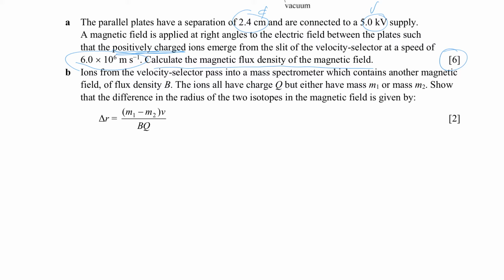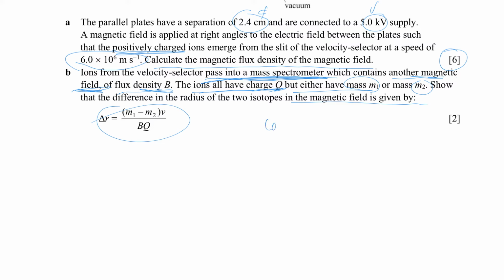Alright, let's go to B. In letter B, ions from the velocity selector pass into a mass spectrometer. So the ions went into the mass spectrometer, which contains another magnetic field, a flux density B. The ions all have charge Q, but either have mass 1 or mass 2. So the difference in radius of the two isotopes in the magnetic field is given by this equation.